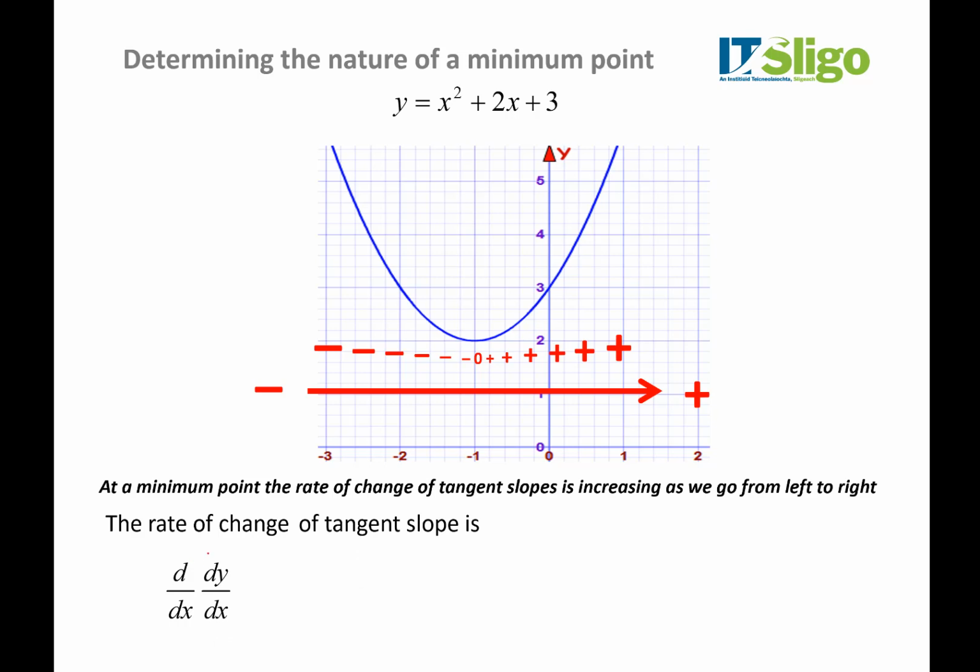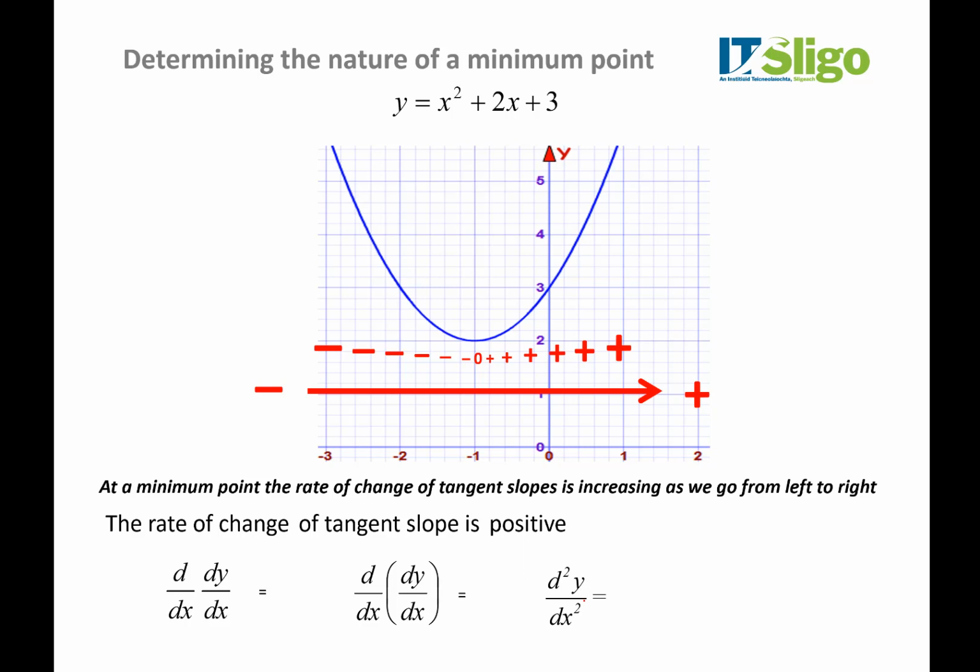So we're getting the derivative, this is a derivative, and we're getting the derivative of that. So the rate of change of tangent slopes is negative. So first of all, we just do the maths on this. These are multiplied. Top by top, we get d squared y over dx squared. And that's called the second derivative.